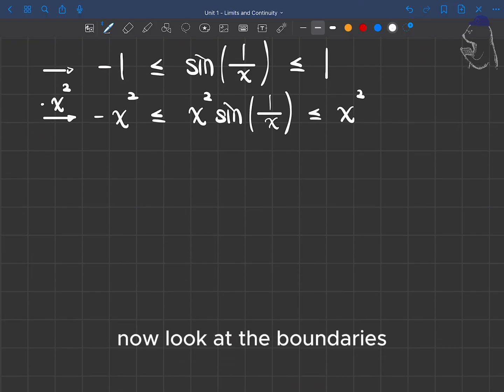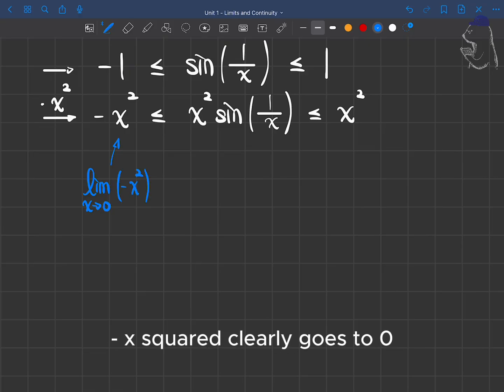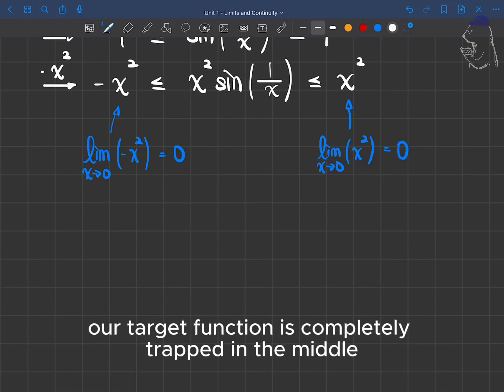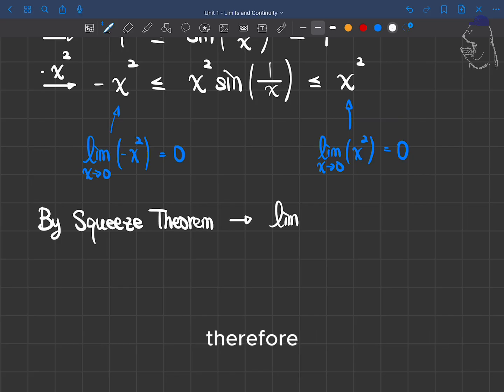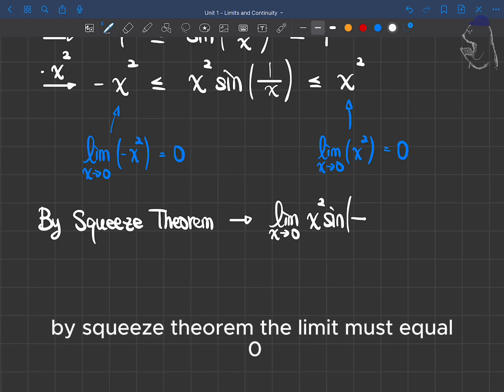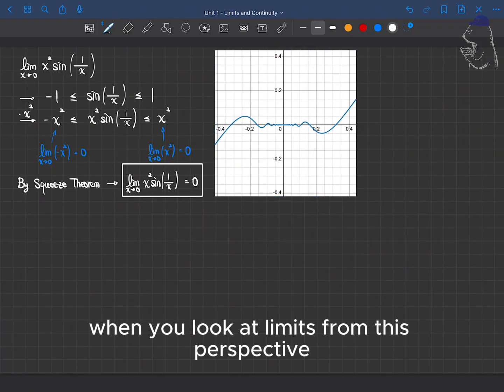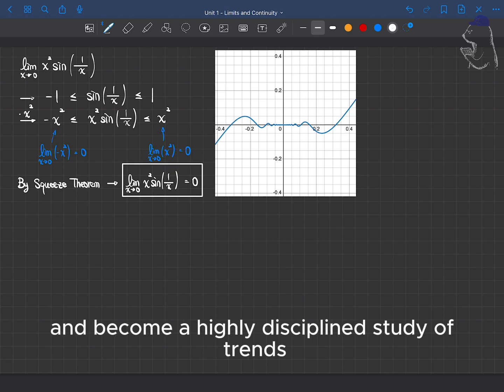Now look at the boundaries. As x approaches 0, the lower bound -x squared clearly goes to 0. At the same time, the upper bound x squared also goes to 0. Our target function is completely trapped in the middle, squeezed by two functions closing in on the exact same coordinate. Therefore, by the squeeze theorem, the limit must equal 0. When you look at limits from this perspective, they stop being a series of arbitrary algebraic steps and become a highly disciplined study of trends and boundaries.